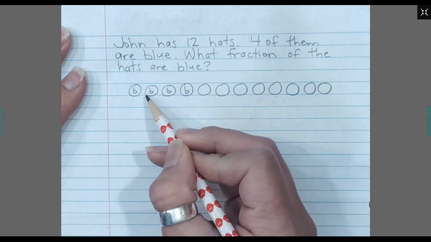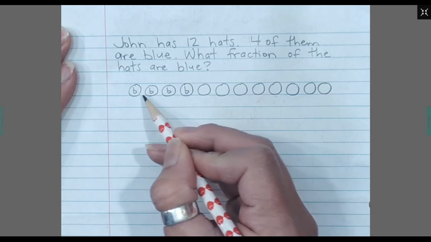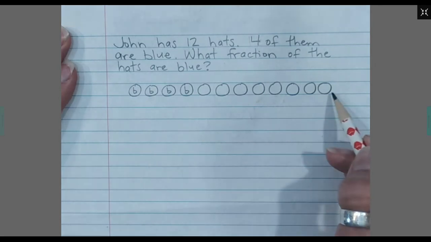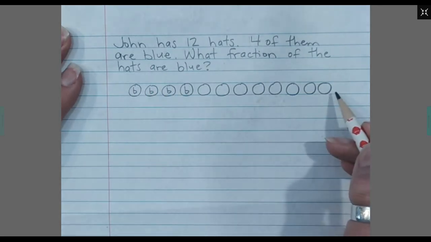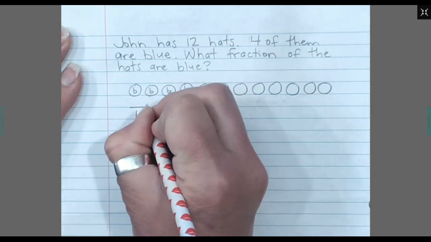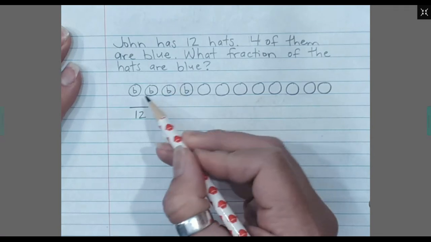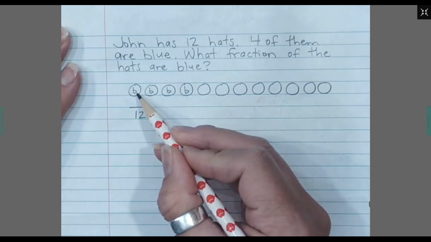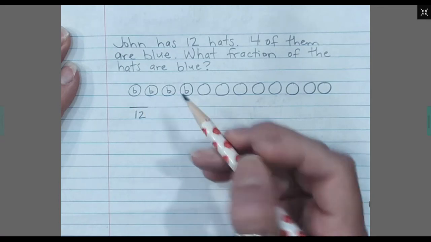Well, with fractions, we know the denominator, the bottom number, shows us the total number of parts. So the total number of parts that we have here is 12. So that's our denominator. And our numerator shows us the number of selected parts. So 4 of those hats are blue, so that would be my numerator. 1, 2, 3, 4.